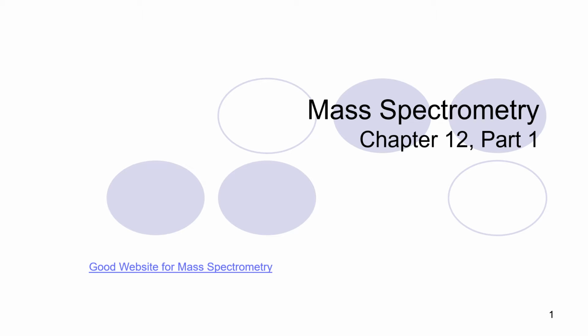Welcome to Chem 2. This is Chapter 12, and there are two topics in Chapter 12. The first one will be mass spectrometry.